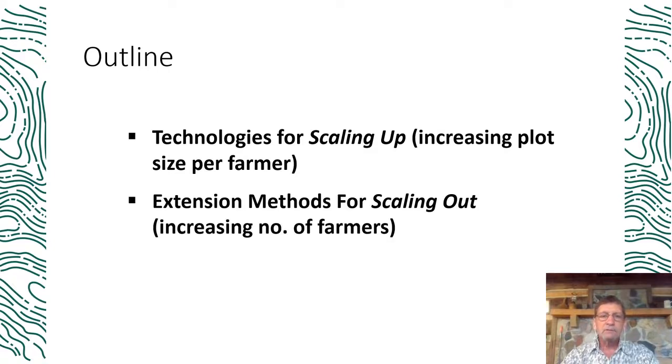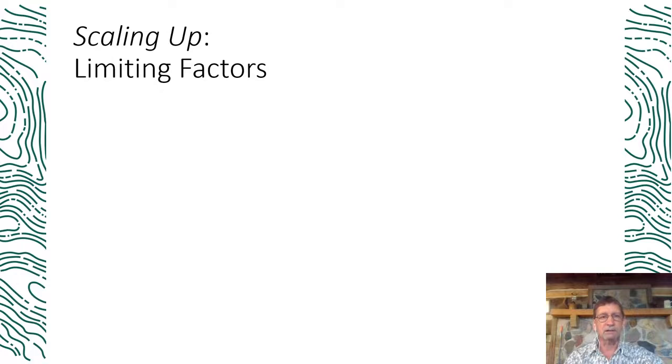So I'd like to talk in the rest of my time about 2 things. One is technologies for scaling up, or increasing plot size of CA+ per farmer. And secondly, extension methods for scaling out, or increasing the number of farmers adopting CA+.